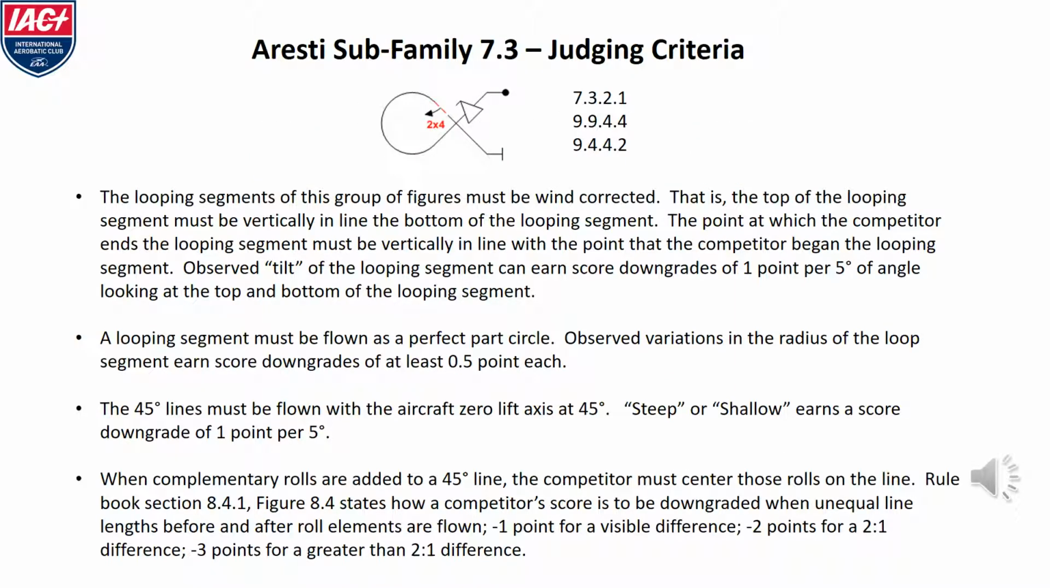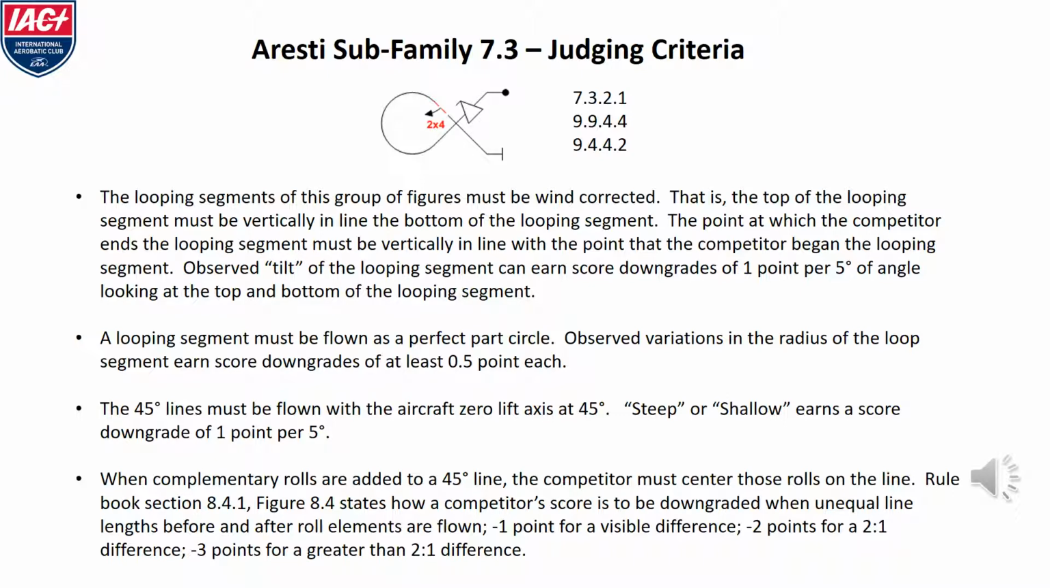Judging criteria for 7.3 figures. The looping segments must be wind corrected. Look for the top of the looping segment to be vertically in line with the bottom of the looping segment. Observed tilt of the looping segment is a score downgrade. The looping segment must be flown as a perfect 3/4 circle. Variations of the radius of the loop are downgraded each time they are observed.